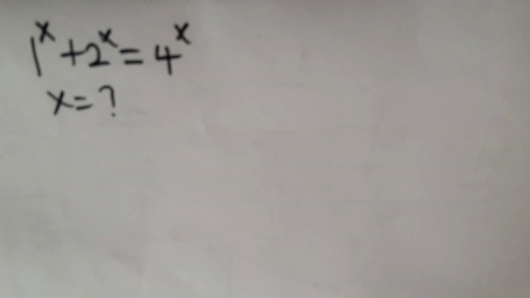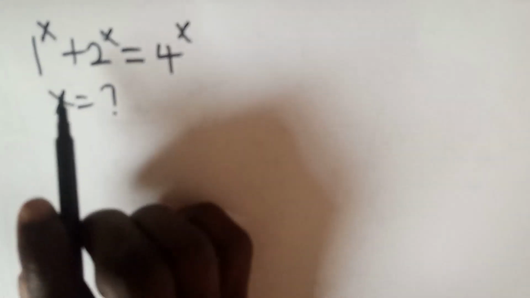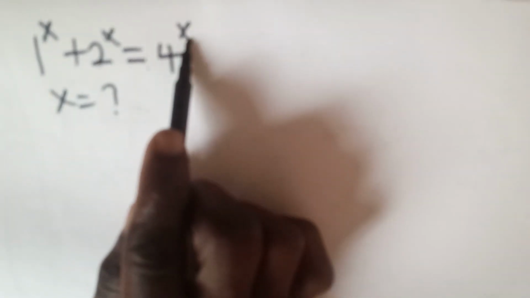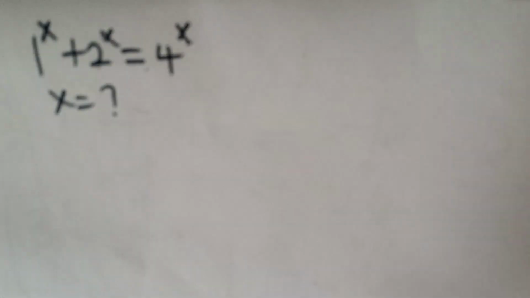Today we are having a challenge from Olympiad maths which says 1 to the power of x plus 2 to the power of x equals 4 to the power of x. Then the questioner says, what is the value of x?